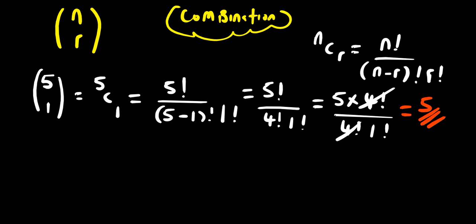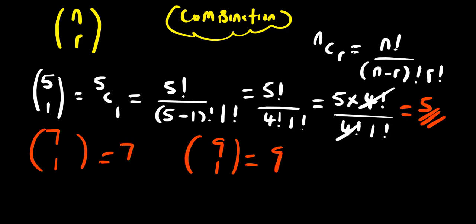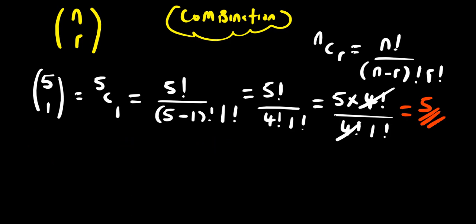So what do I mean? If you've got 7 combination 1, it will give you 7. If you've got 9 combination 1, it will give you 9. So this is the rule that you're supposed to know. Then our next question is, we've got 5 combination 2.